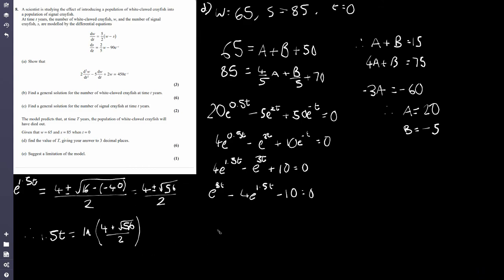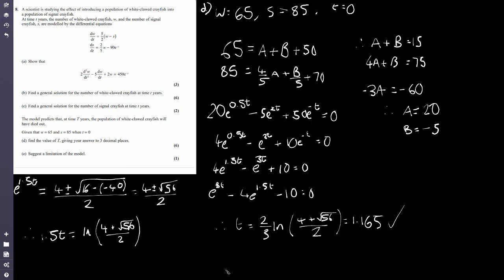So therefore, t is going to be equal to 2/3 ln bracket 4 plus root 56 all over 2. Now the answer wants us to 3 decimal places, so putting this in my calculator, I've already done this, so this is going to give us 1.165. And there we have it, 3 decimal places. That's my value for t there.